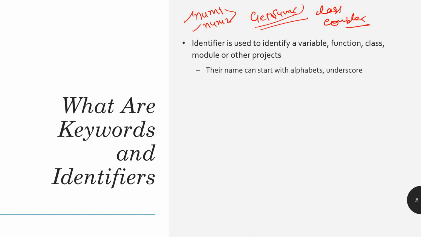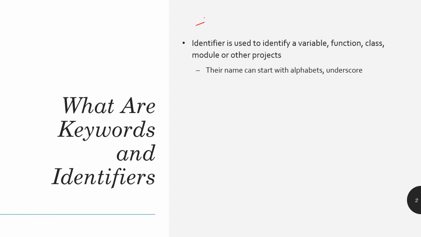There are certain rules related to identifiers. Let's see about them. The name can start with an alphabet or an underscore. So you can create something like _num1. This is perfectly fine. _num2, this is perfectly fine. It is okay to define a variable, or you can say an identifier, in this manner. It can start with an alphabet, just like num1, where n is an alphabet. So you can start with an alphabet or an underscore.